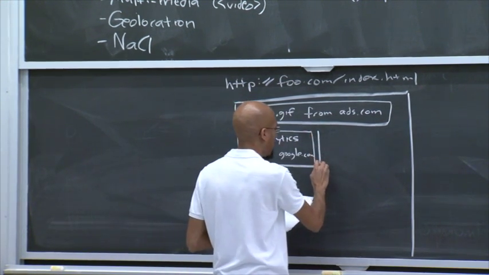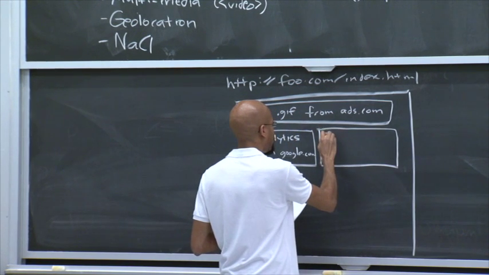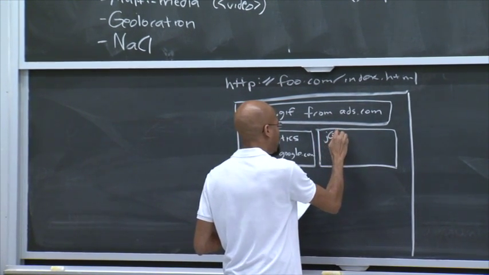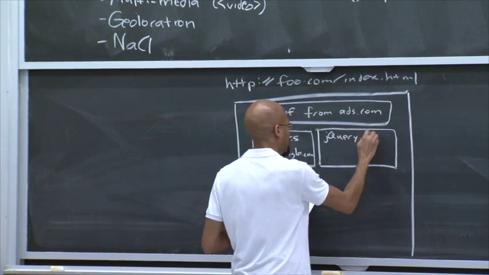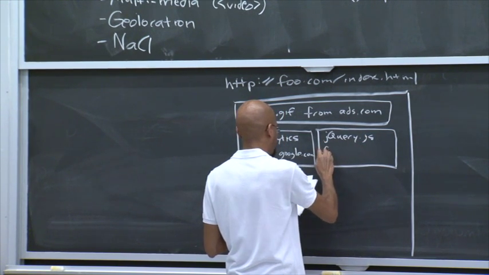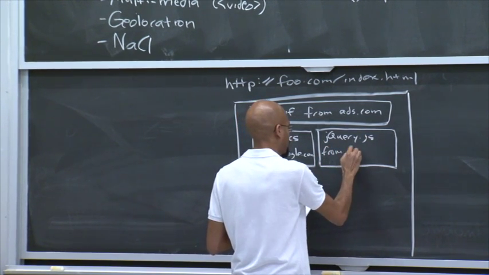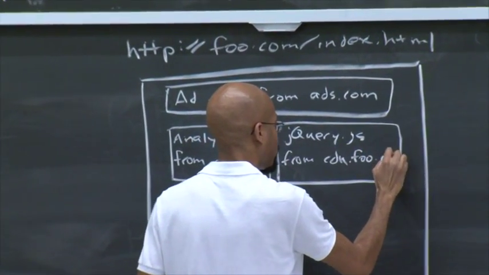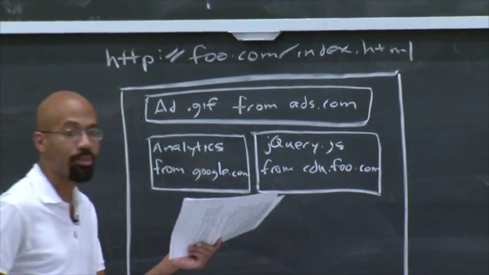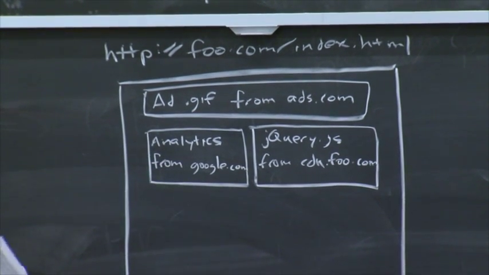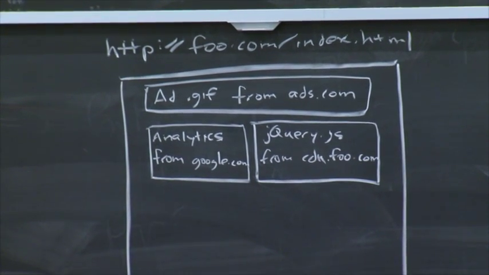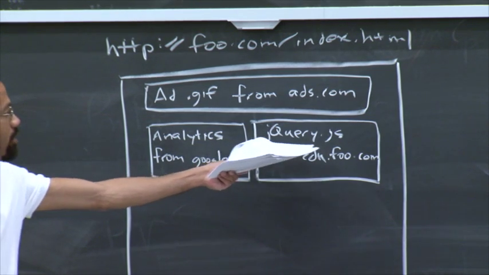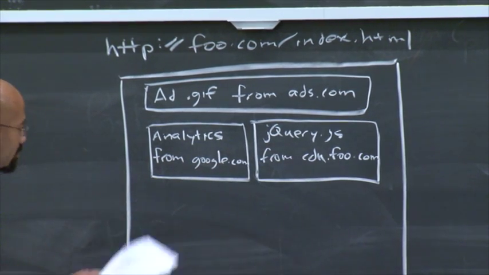And you might also have another JavaScript library. Let's say it's jQuery. And maybe that comes from cdn.foo.com, some content distribution network that foo.com runs. jQuery is a very popular library for doing things like GUI manipulation. So a lot of popular websites have jQuery, although they serve it from different places.